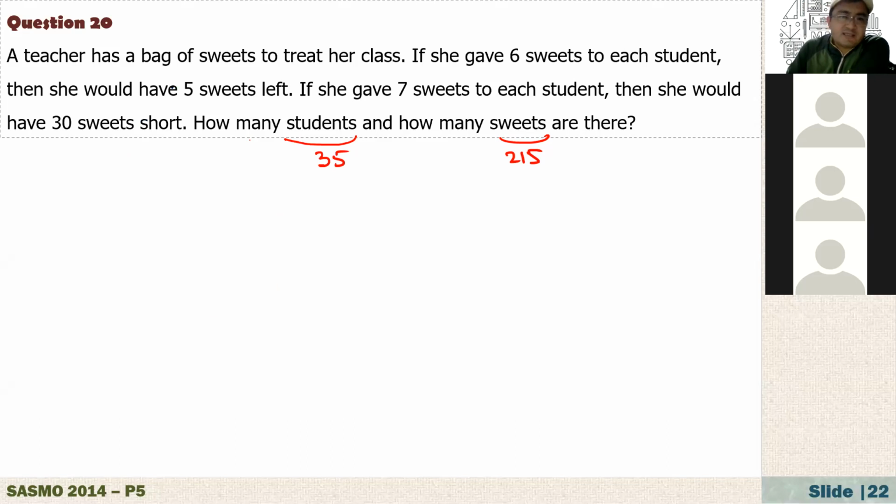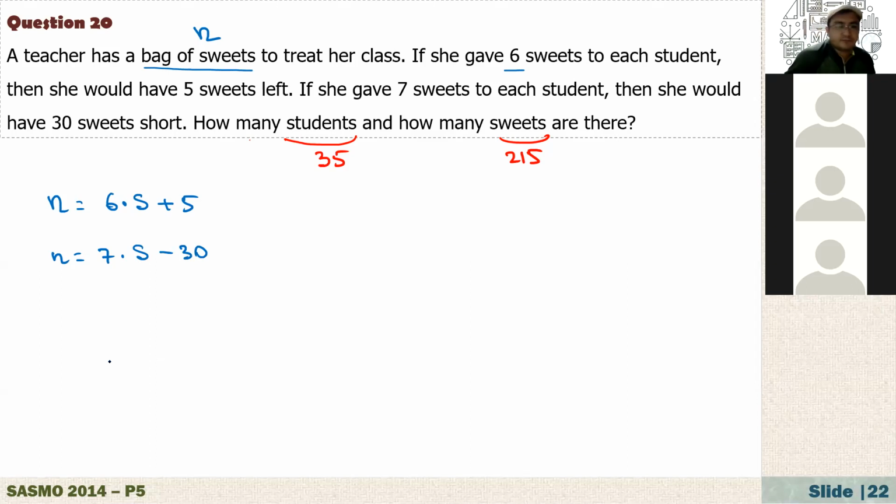Okay, a teacher has a bag of sweets to treat her class. How many sweets? We don't know. Let's say she has n sweets. If she gave 6 sweets to each student, how many students? I don't know. Let's say s, then she would have 5 sweets left. So it is plus 5, right? If she gave 7 sweets to each student, then she would have 30 sweets short. So that means it is minus 30.